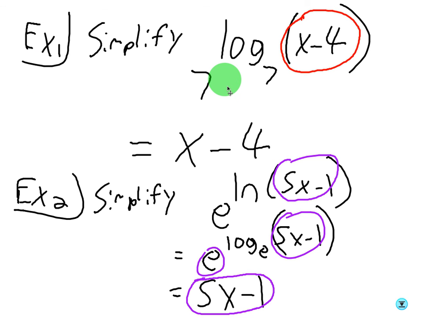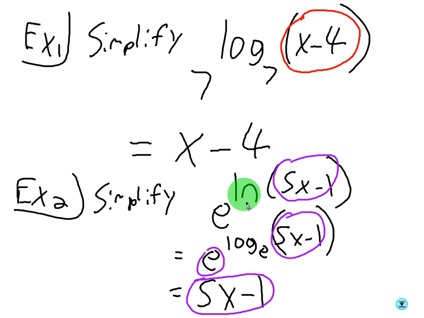Next example, you do need to write this one down. Let's try 7 to the log base 7 of x minus 4. So again, because this base 7 and this base 7 are the same, the answer is just going to be x minus 4.